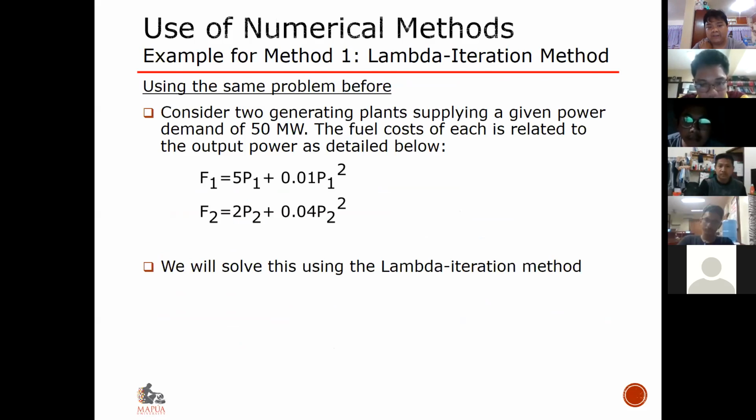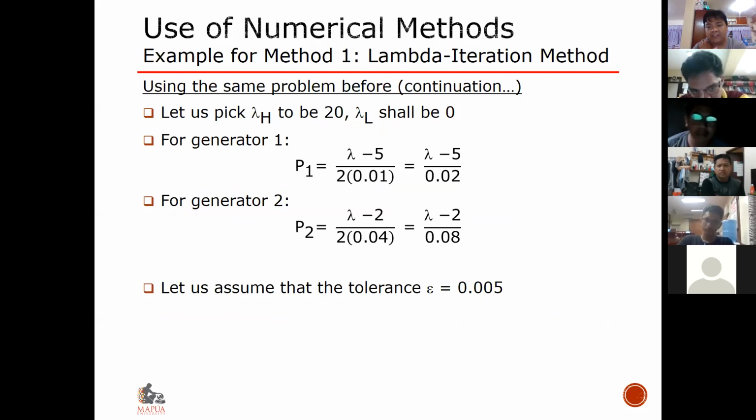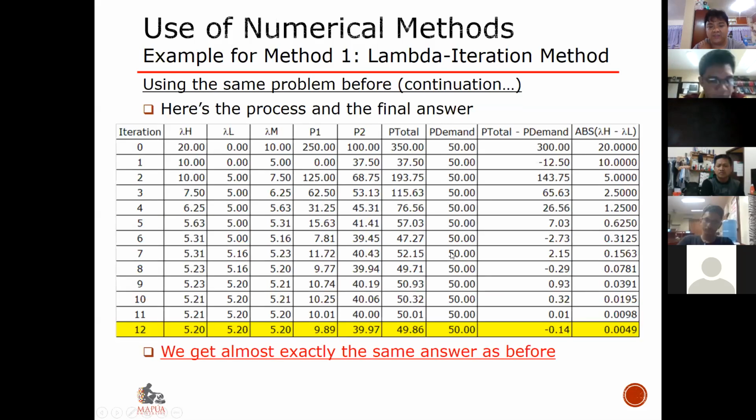Let's insert this. Diba, ang lambda is ito, ang beta is 5 for P1, tapos over 2 times 0.01 kasi yung P yung gamma squared, 'di ba? Naging 2 gamma pag partial derivative. So, etong generator 1, you can see if we pick lambda h to be 20 and lambda l to be 0, yung midpoint natin obviously 10. Okay? So yung 10, pasok mo dito, 10 minus 5 over 0.02. Okay? And then yung isa, 10 minus 2 over 0.08. Okay? Ito yan, di ba?